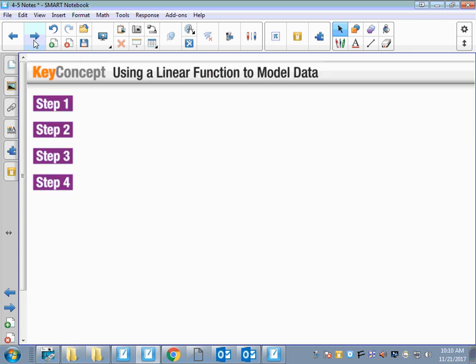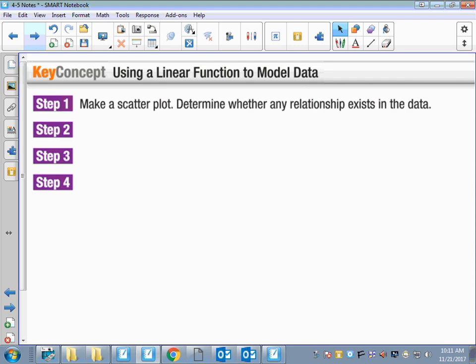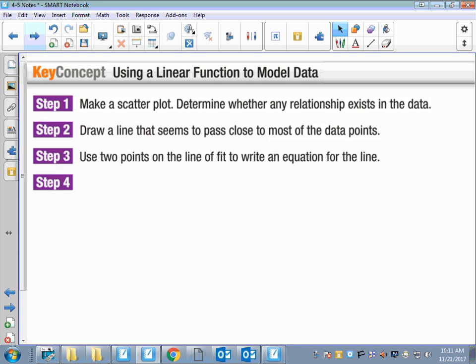So when we're using a linear function to model data, we are going to do the same thing we have been doing for the last 3 sections. You're going to make a scatter plot. We're going to determine if any relationship exists. You draw a line that seems to pass close to most of the data points. You can't connect them all. It has to be a line. Use 2 of the points on the line of fit to write an equation for the line.